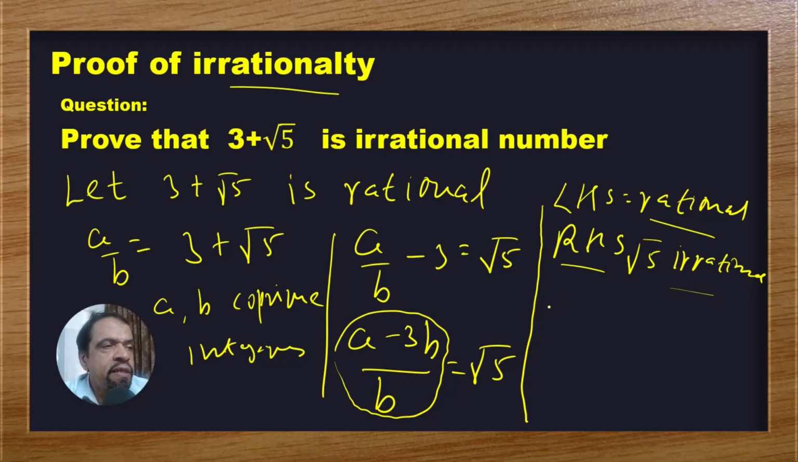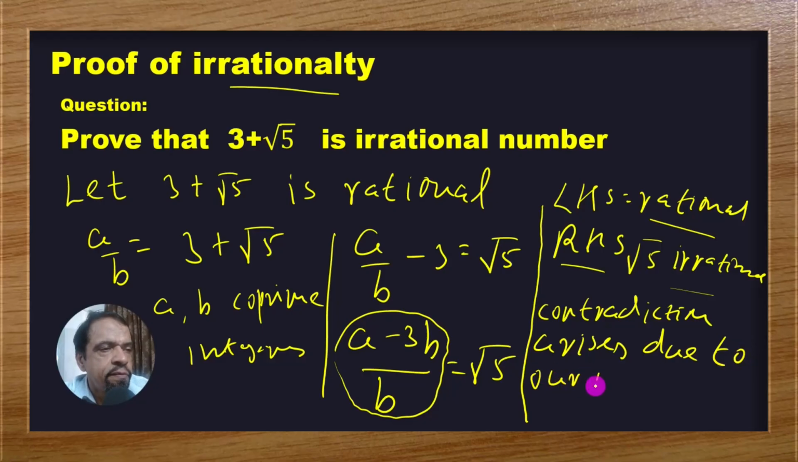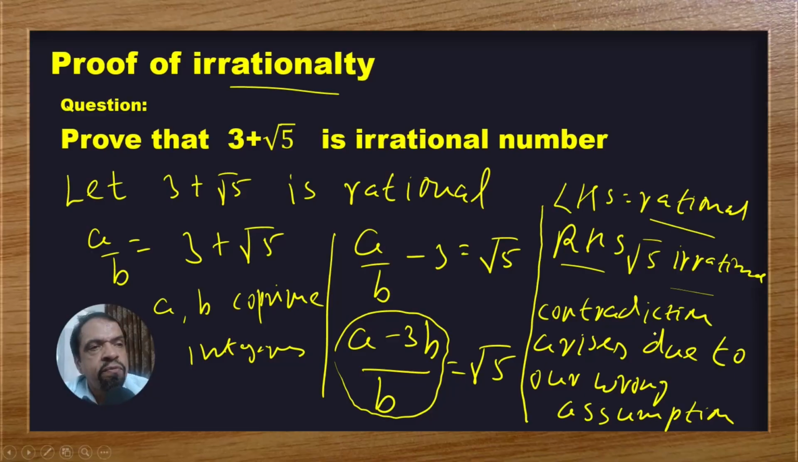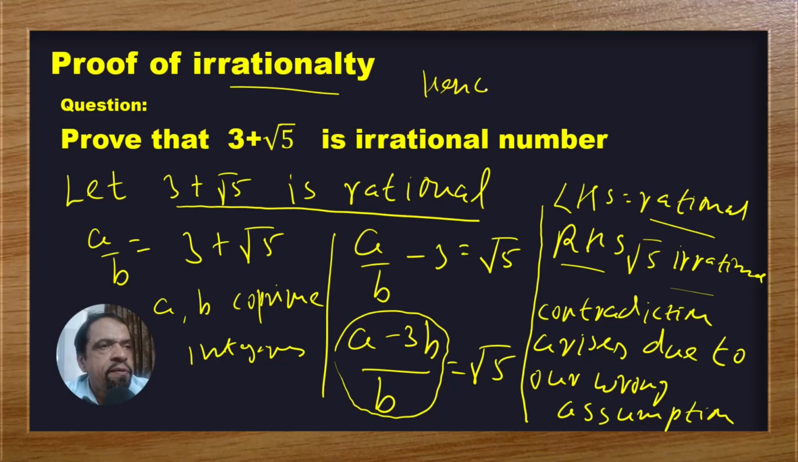Again contradiction here. So we will write here, this contradiction arises due to our wrong assumption. This contradiction, LHS and RHS are equal, but they are not of the same nature because of our wrong assumption. What was the wrong assumption? Wrong assumption was 3 plus root 5 is rational. So what is true? Hence 3 plus root 5 is irrational.